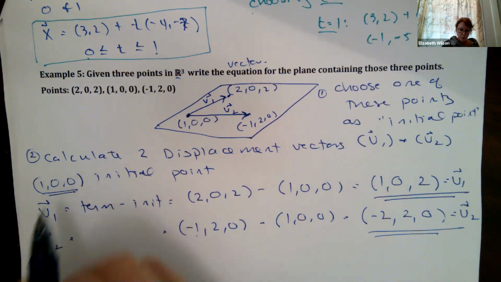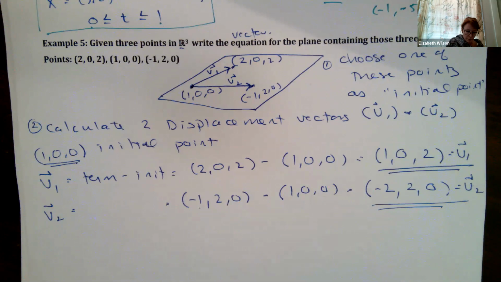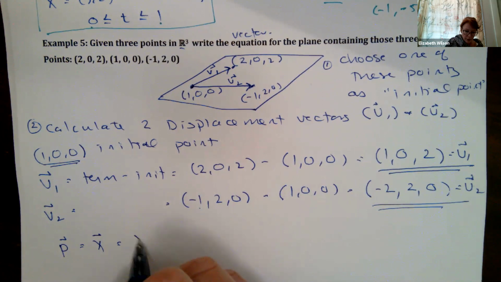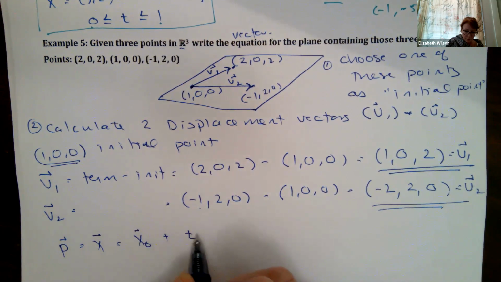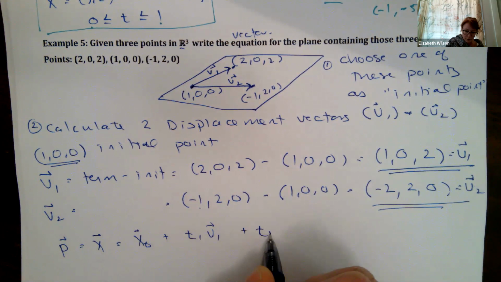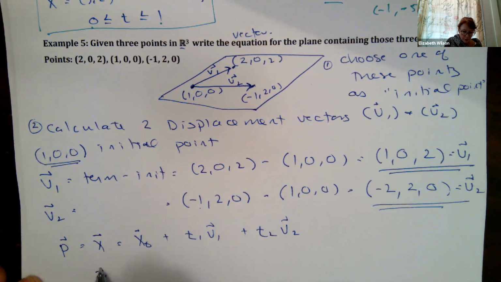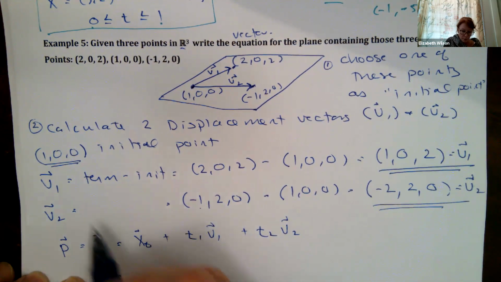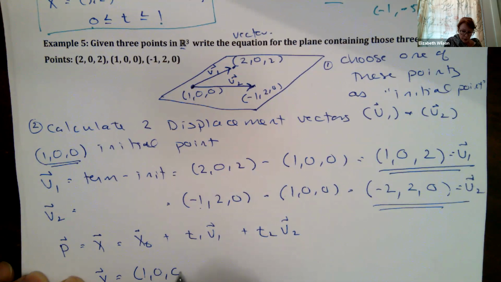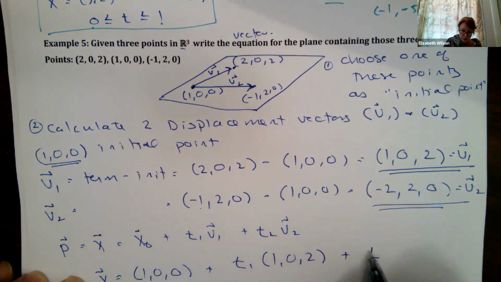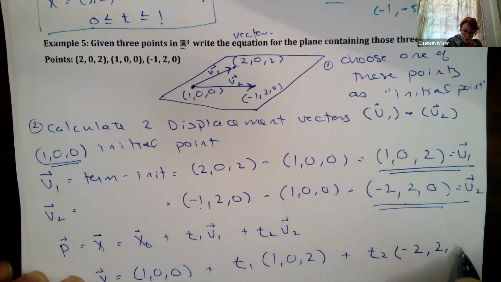I have my initial point. So now my vector equation for my plane, my P, is going to equal, remember, I'm going to write it out, x naught plus T1 V1 plus T2 V2. I'm just going to plug things in. T1 and T2 are parameters. Those are going to be values that I'm going to choose. So they stay as variables. Okay, so my vector equation for the plane becomes x bar equals my point 1, 0, 0 plus t1 times V1, 1, 0, 2 plus t2 times V2, -2, 2, 0.